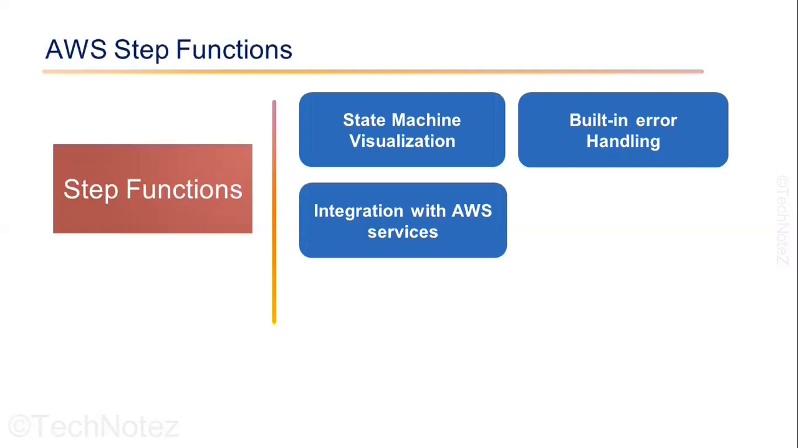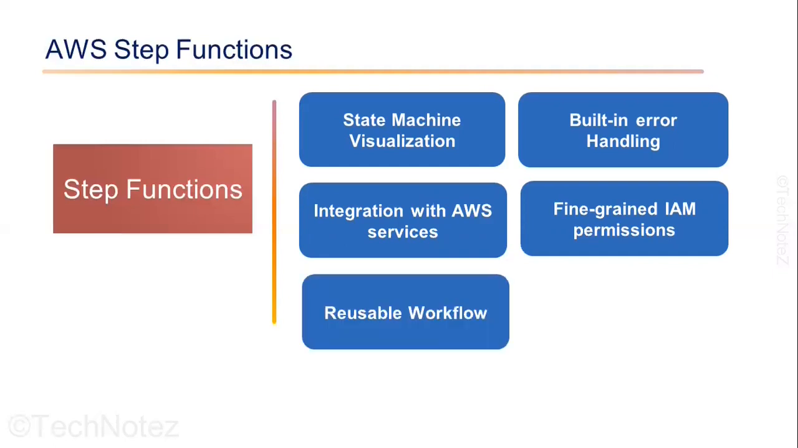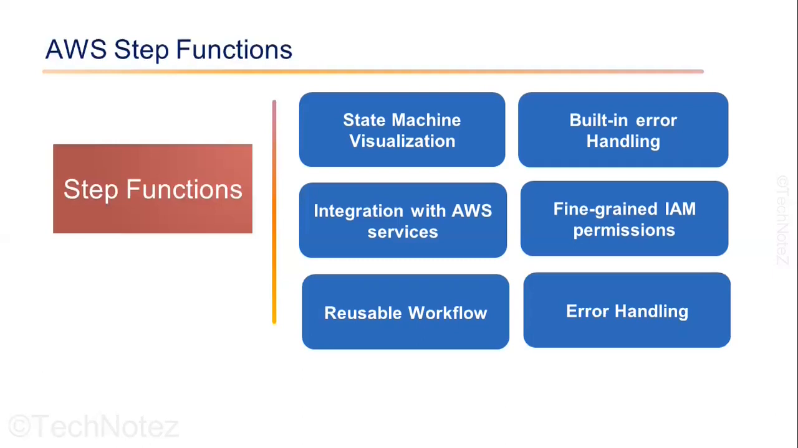Integration with AWS services. You can integrate your workflow with a wide variety of AWS services, including Lambda, ECS, and SNS. Fine-grained IAM permissions. AWS Step Functions allows you to set fine-grained permissions for your workflow, giving you control over who can execute specific steps in your state machine. Reusable workflow. Step Functions also supports the ability to call Step Functions from another Step Function. This way, you can create a reusable workflow. Error handling. Step Functions supports state timeouts, retry, and error handling.